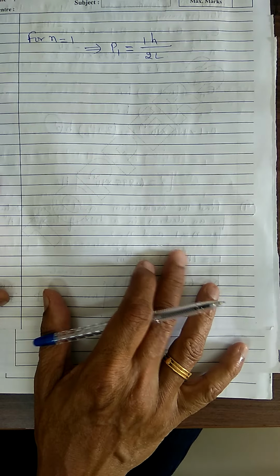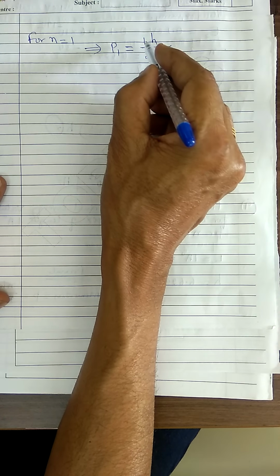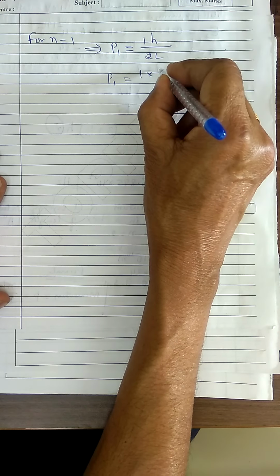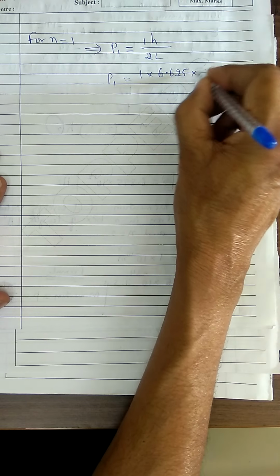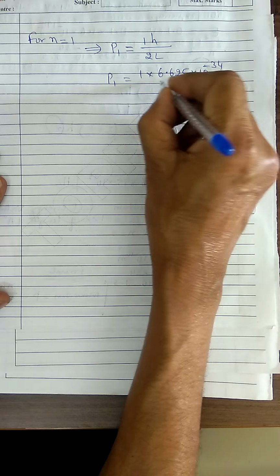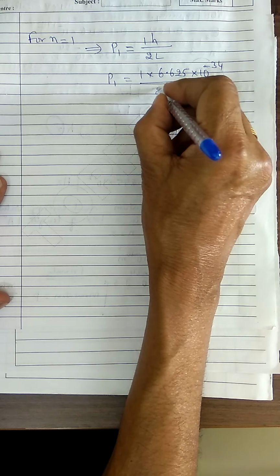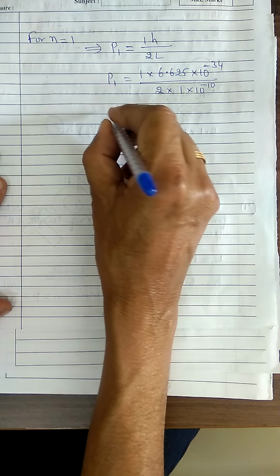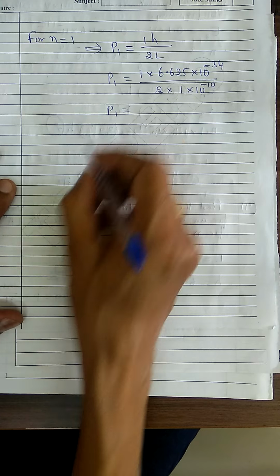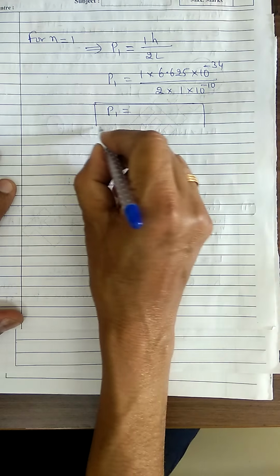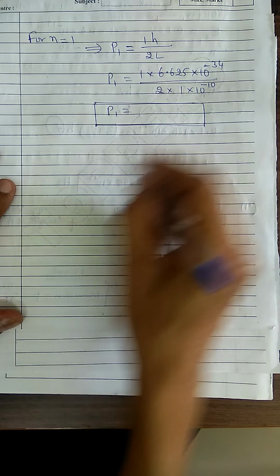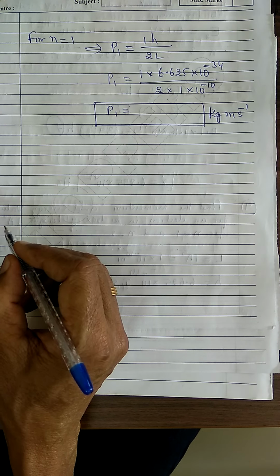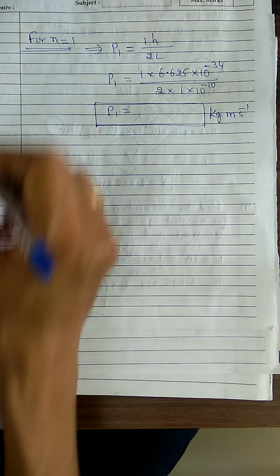If you use that formula here, put n is equal to 1: P1 is equal to 1h divided by 2L. Therefore P1 is equal to 1 into h value 6.625 into 10 to the power minus 34, divided by 2 multiplied by L value. L value is 1 angstrom, 1 into 10 to the power minus 10. This is P1, so many kg meter per second. This is for n is equal to 1.